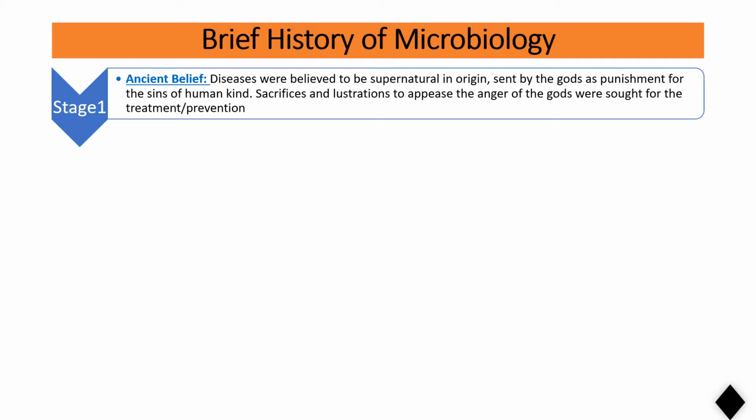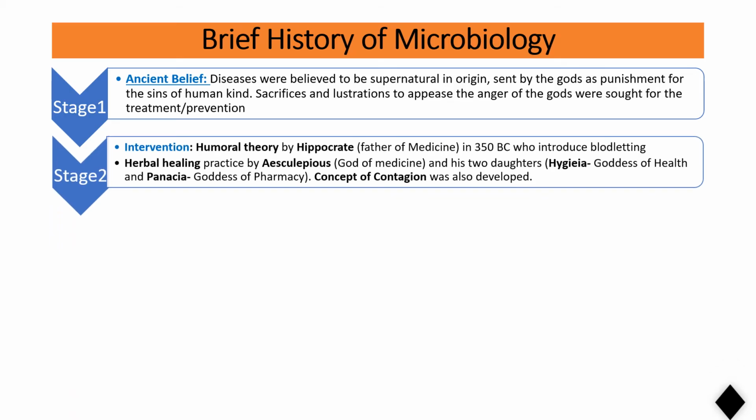Now, the ancient belief was followed by the period of intervention. The period of intervention, which we can call the second stage in the development of microbiology, is the period when human intervention started. Some scientists began to think that diseases are not just punishment from God, but are a result of certain natural processes. And the first person to start making a contribution towards this is Hippocrates, who is now considered the father of medicine. Hippocrates introduced the humoral theory of diseases in around 350 BC.